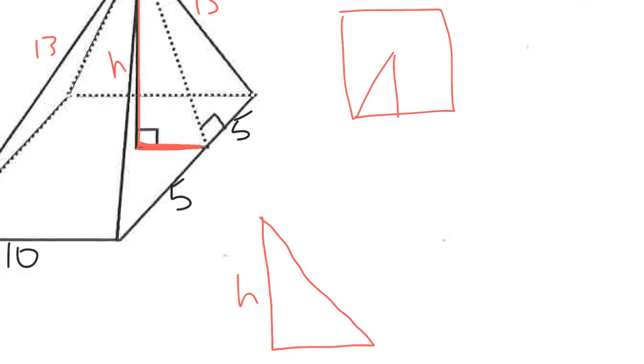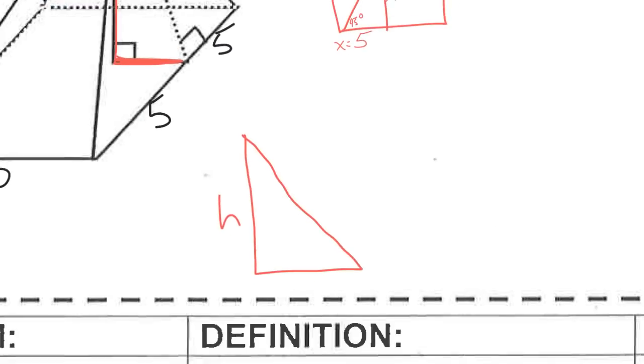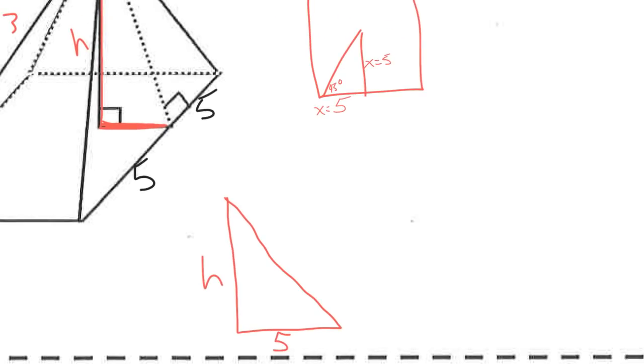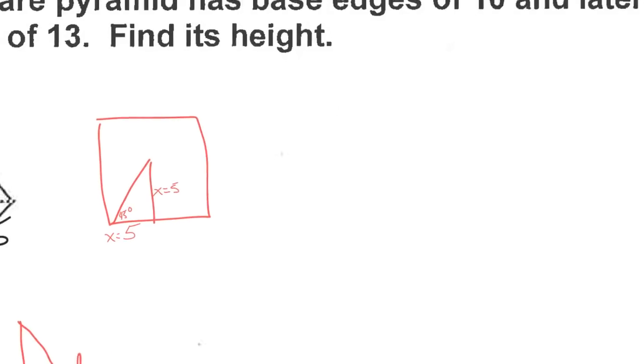Well, this is a 45, 45, 90 because it's in a square. So this piece is 5, which is an X. Well, this is an X also, so that means that is 5. So what I know is that the base of this triangle is 5. So if I can find the lateral height, which is the hypotenuse there, then I can actually finish off my problem. So let's go ahead and draw one of the lateral faces.